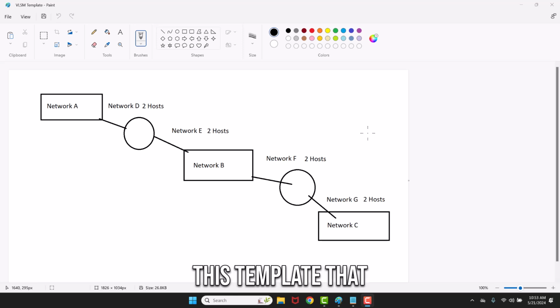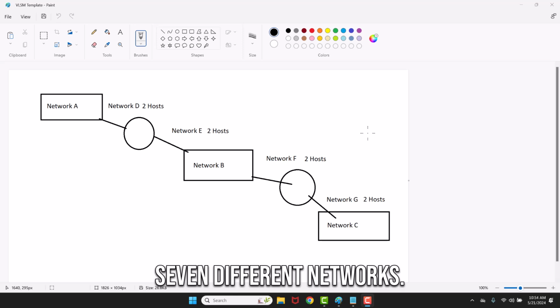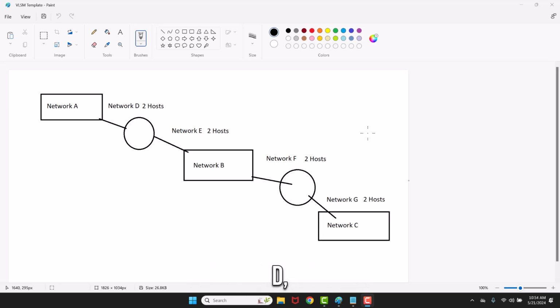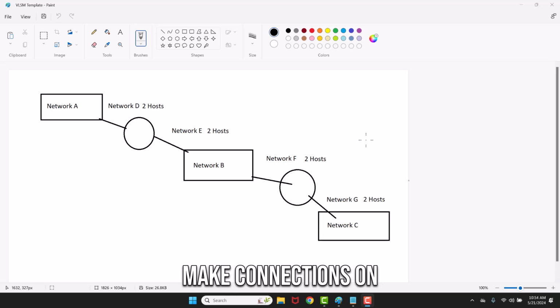So I have this template that I have drawn, and I have labeled a number of different networks here. In fact, I have labeled in total 7 different networks. Four of them, the connection between a switch, that's what those rectangles are supposed to be, and the router, that's what the circle is supposed to be, I've listed network D, E, F, and G as having 2 hosts apiece. Why? I have to make connections on both ends.